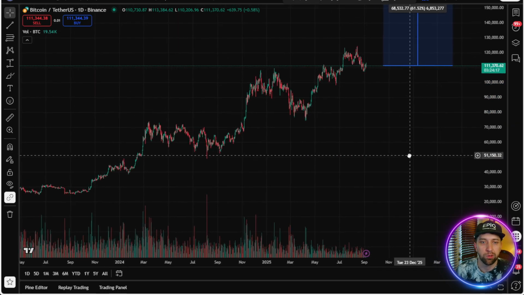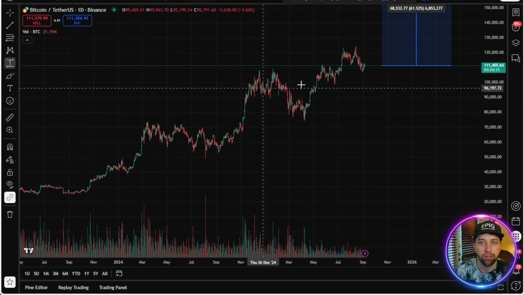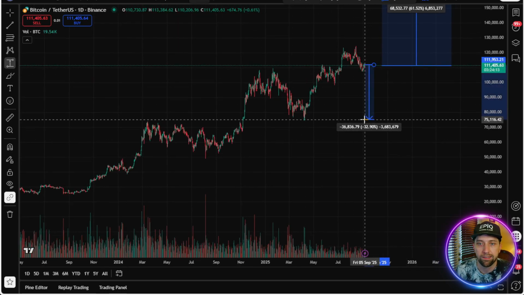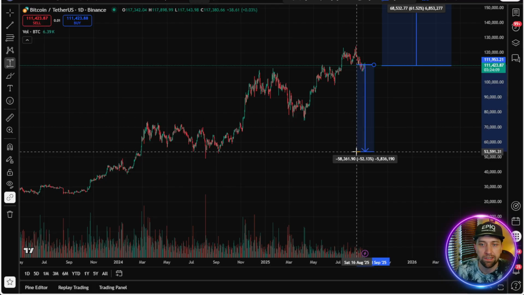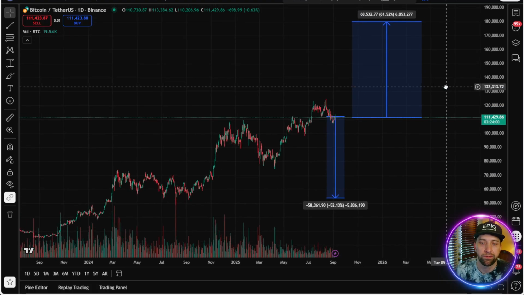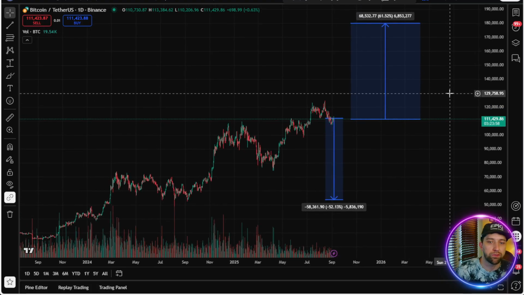Whereas to the downside, we're going to talk about some of these areas, which is why I'm targeting them. But if we wanted to test down to, let's say, 75,000, that's a 32% drop from current price. Even down to here at 53,000 is a 52% drop. And you have to remember that it's very common for projects to lose 50 to 85% of their value when going from the top of a bull run to a bottom of a bear run.